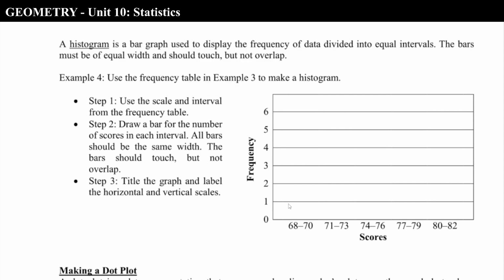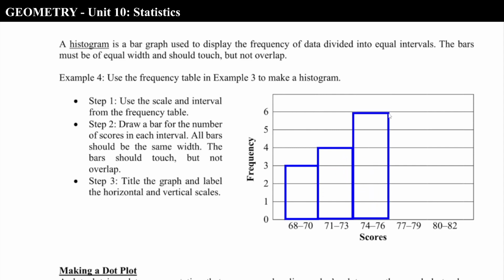The frequency of our scores of 68 to 70 is 3, so we are going to draw our bar here. And then for the next one, we have 4, so we're going to draw our bar there. For the next one, we have 6, so we draw our bar here, going to 6. For 77 to 79, we have 2, so we're going to draw our bar going here.